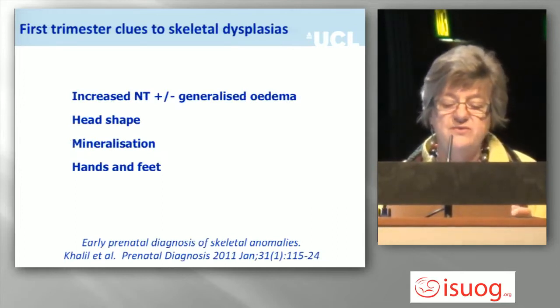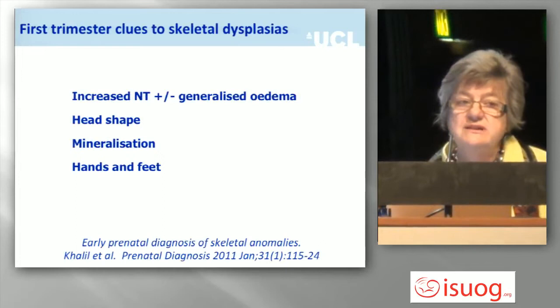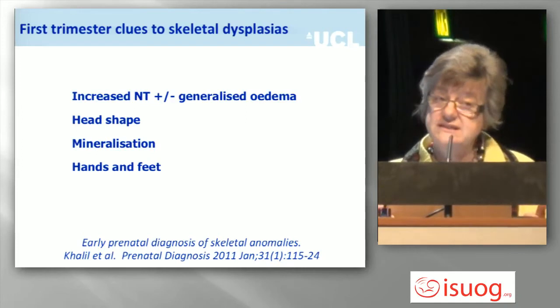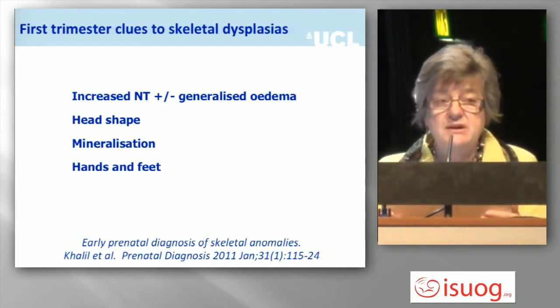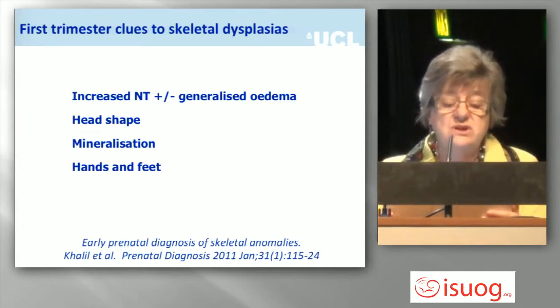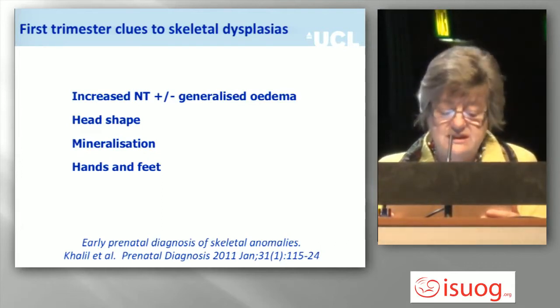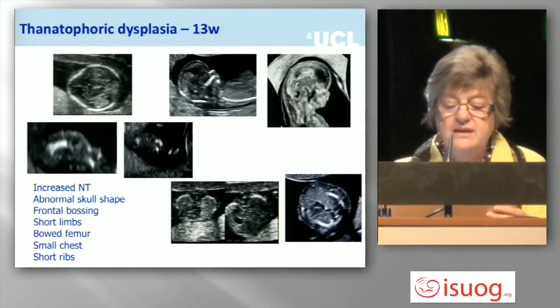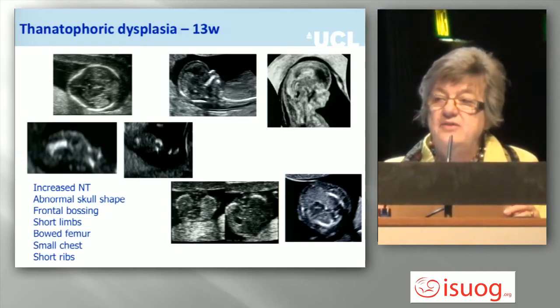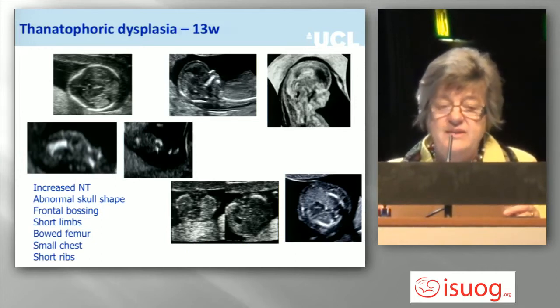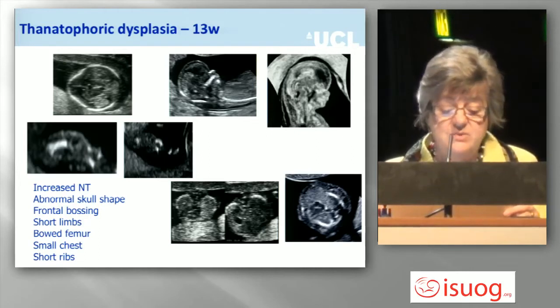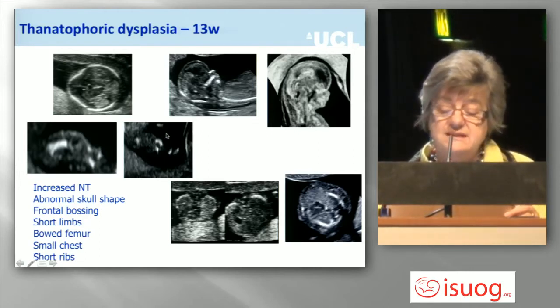So let's think first of all about the first trimester, because we're increasingly doing detailed scanning in the first trimester. So what are the clues to skeletal dysplasias here? Well, increased nuchal translucency or generalized edema. Head shape can also be a useful clue, as can the degree of mineralization of the skull, and also the presence of anomalies of the hands and feet. So the commonest skeletal dysplasia that we see is thanatophoric dysplasia. This is uniformly lethal. And it does present early in pregnancy, and I know that we are currently picking it up relatively frequently with our combined testing.